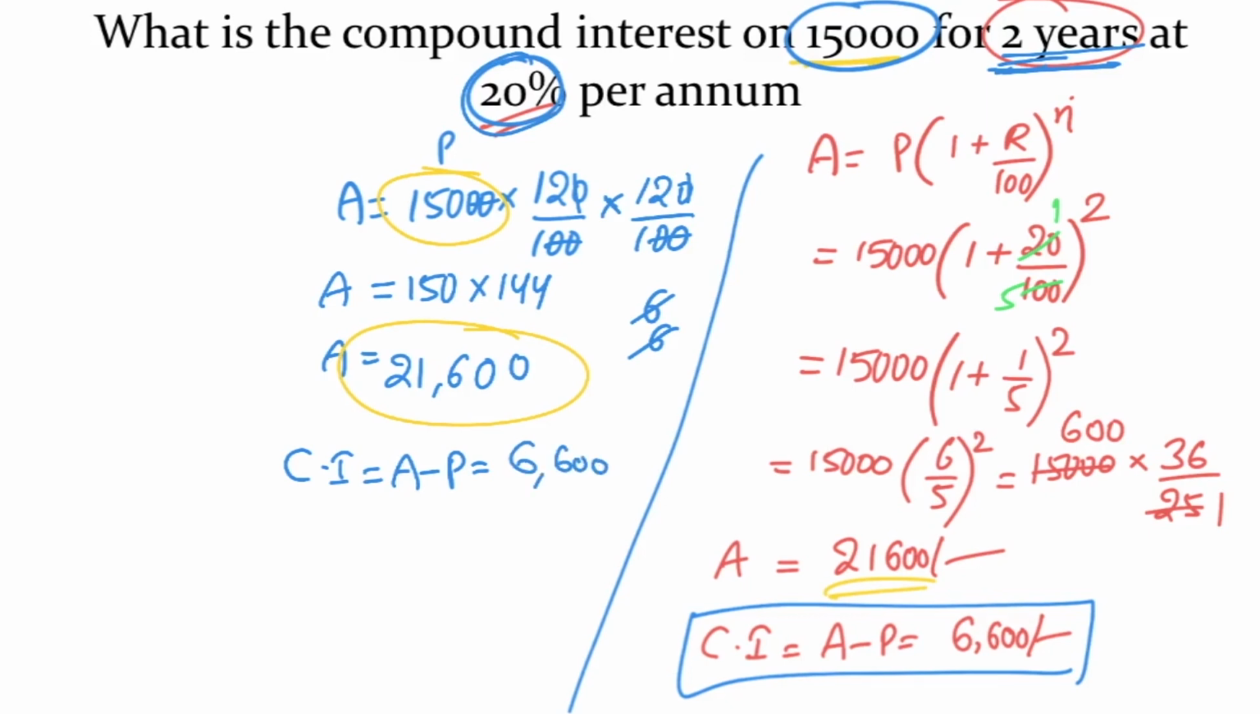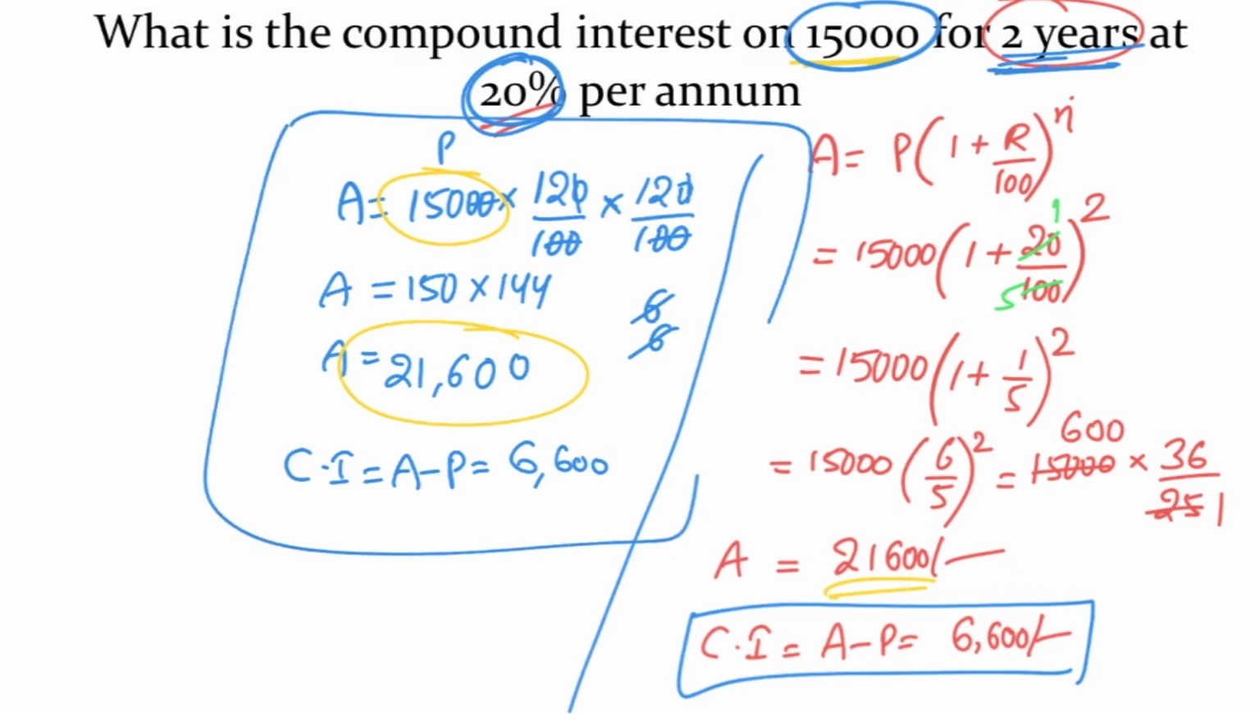So better to use this method. Instead of using the formula, better to use the percentage increment method. And if you are aware of the compound interest concept, there is no need to use any formula.